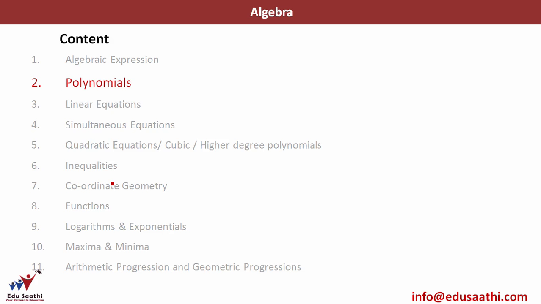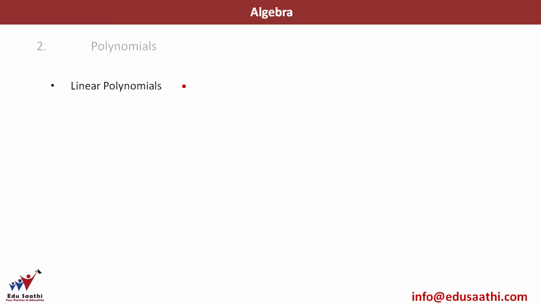Let's move ahead and look at the second topic, which is polynomials. Polynomial, as I've already explained a little bit, means many. Poly means many and nomial means terms. So when many terms are combined, what you get is a polynomial. Let's get started with polynomials. Polynomials can be categorized as linear polynomials, quadratic polynomials, cubic polynomials, and certain other polynomials, but we'll just concentrate on these three for the time being.